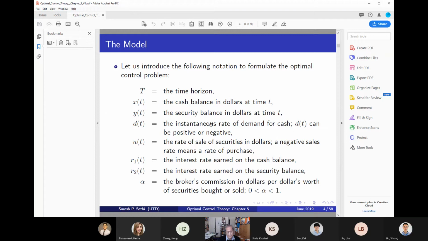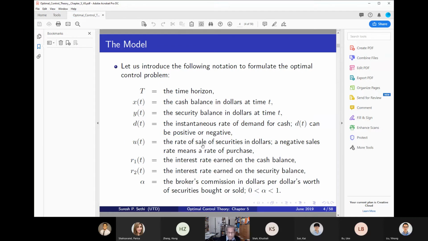So DT is the instantaneous rate of demand for cash, and that's a forecast. I'm doing business, and I know when I have to pay and when I get money. This can be positive and negative. When the money comes, it's negative. When money goes out, it's positive.